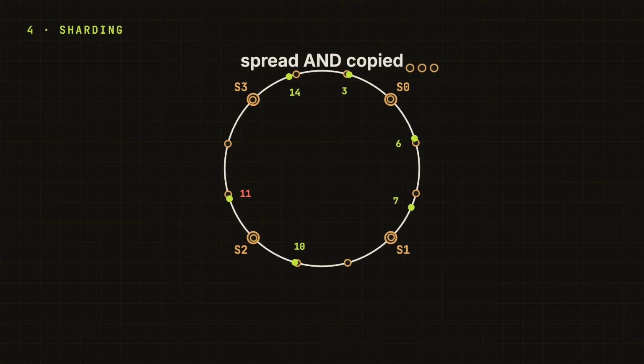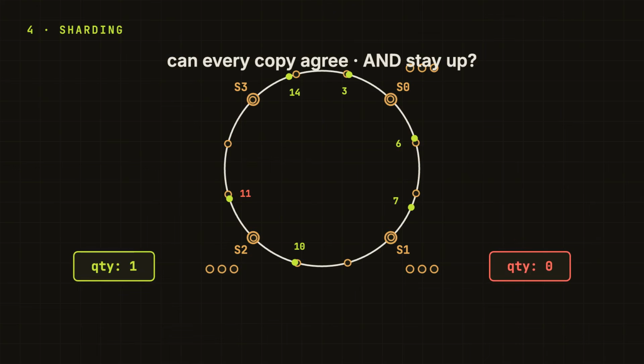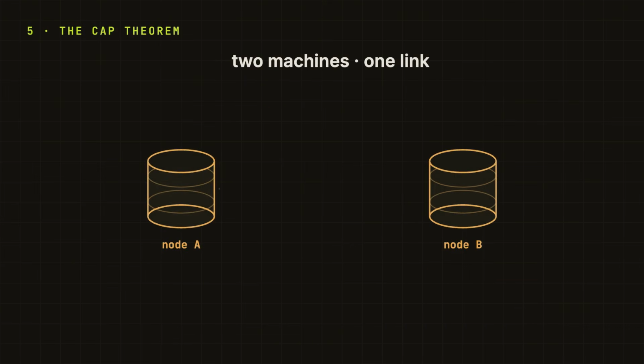Now, once your data is spread and copied across many machines, a deep question appears. Can all these copies always agree and stay available at the same time? That question has a famous answer, and that is our next topic, the CAP theorem. Okay, so now our data lays on many machines, copied and split, and this raises one of the most famous ideas in all of system design, the CAP theorem.